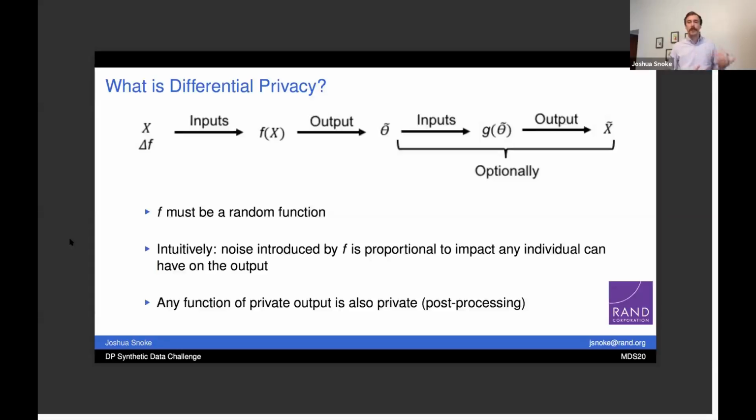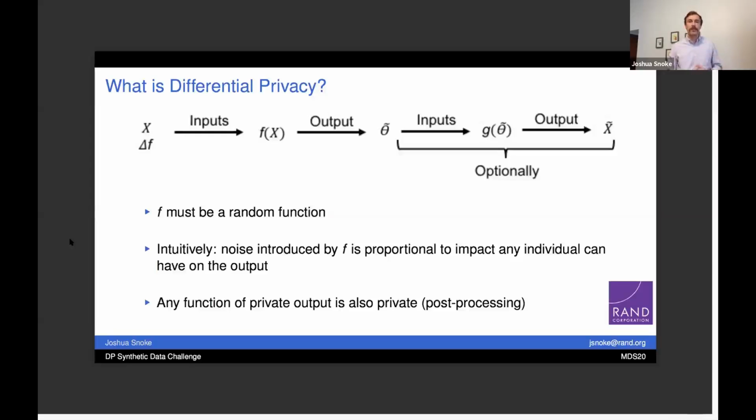So intuitively, the amount of noise that you induce needs to be proportional to the impact any individual can have on the output, which is also known as the global sensitivity. And then the outputs from this function or mechanism, as they're often called, are differentially private. Optionally, you can run this through another function, say G, and produce another output. And there are theorems that show that this second output is also differentially private.